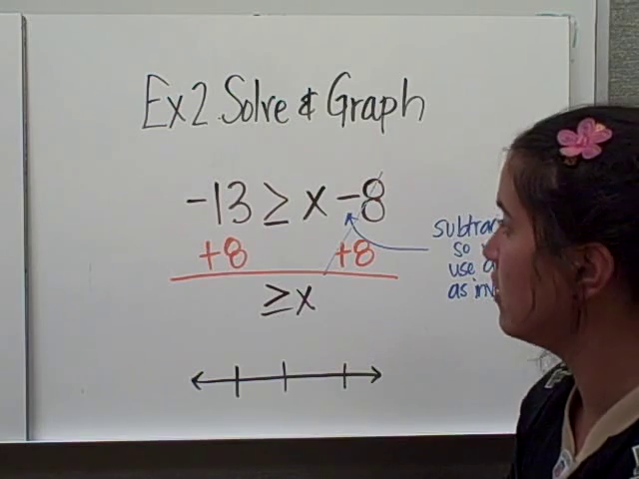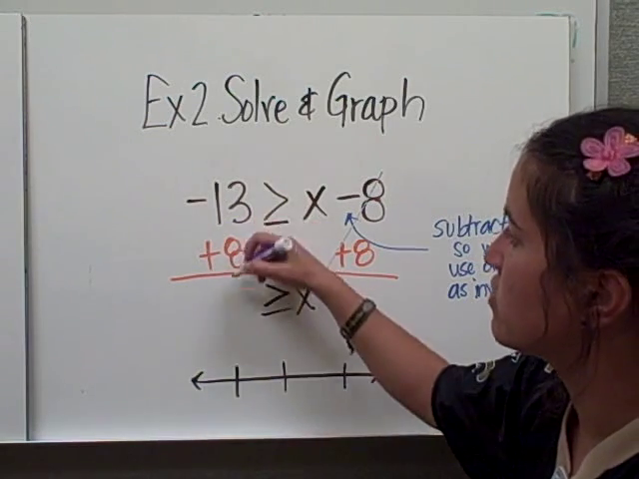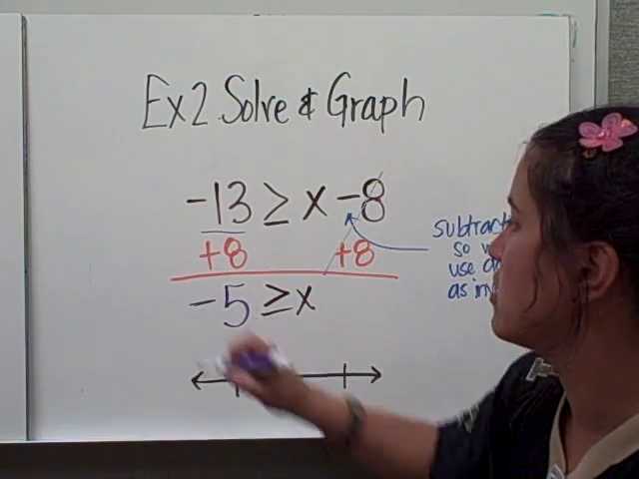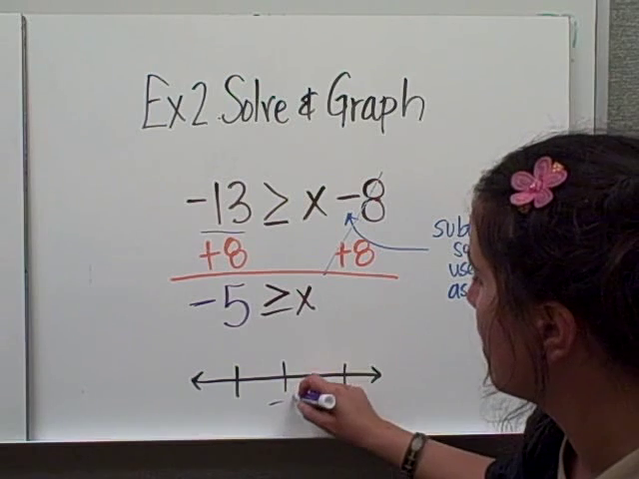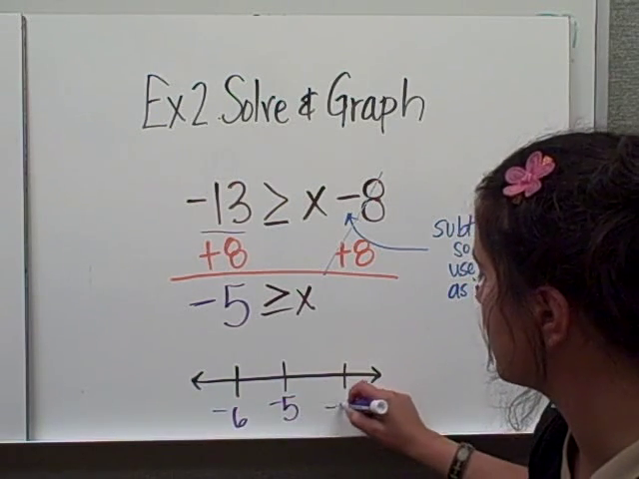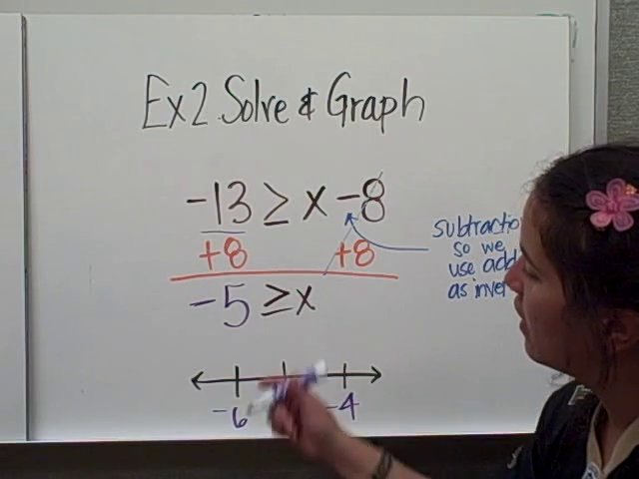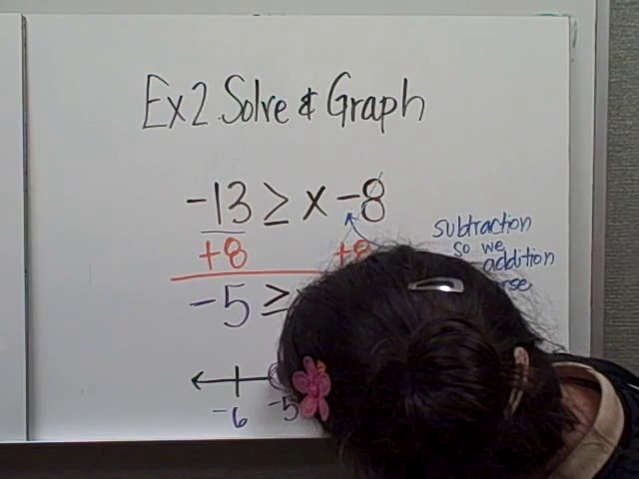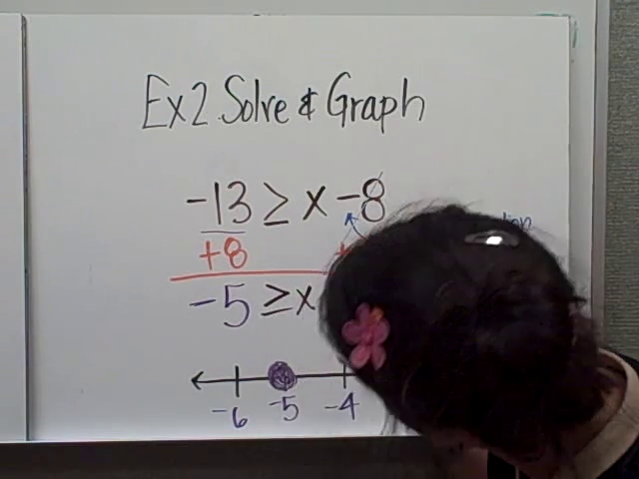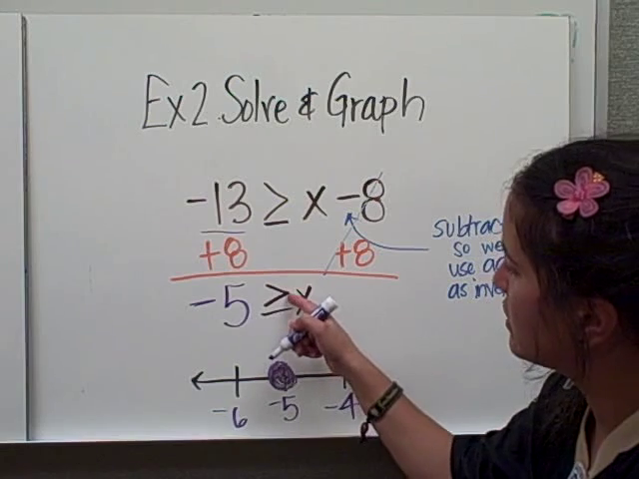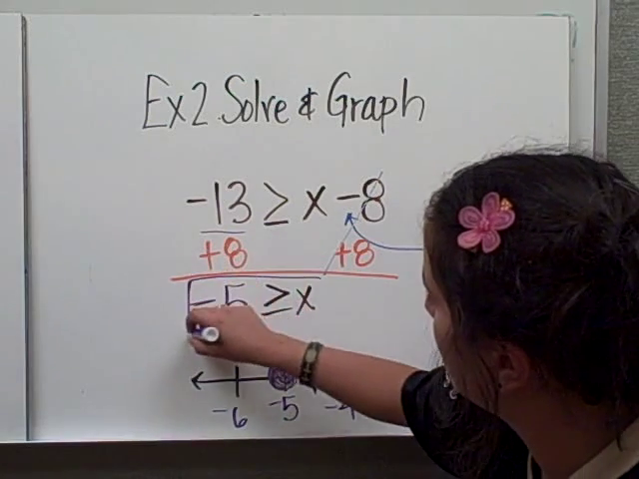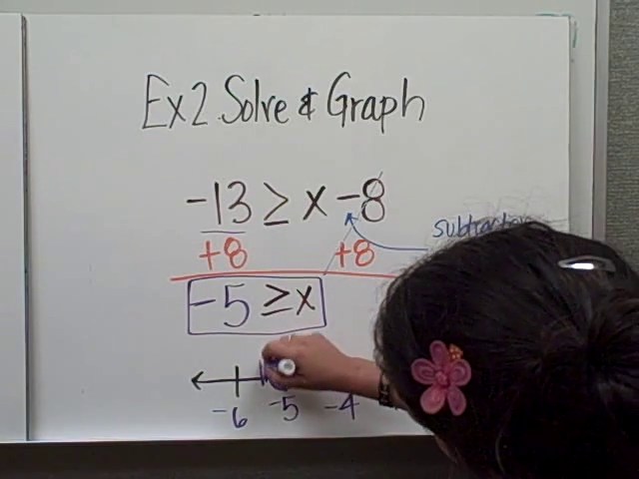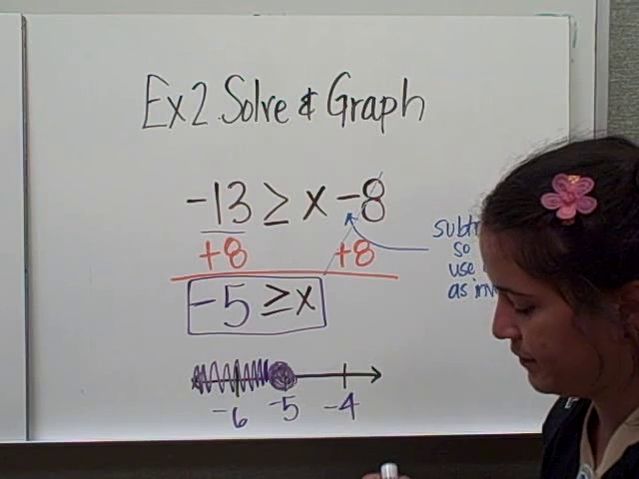I haven't quite finished it out. Negative 13 plus 8. Those are different signs. I'm going to subtract and get 5. And then negative overpowers, so that's going to give me a negative 5. Negative 5 goes in the middle, negative 6 and negative 4. Is this going to be an open or closed? It's going to be closed because of the equal to. And my variable is next to the point, right here. So that means smaller, so I'm going to shade to the smaller side.